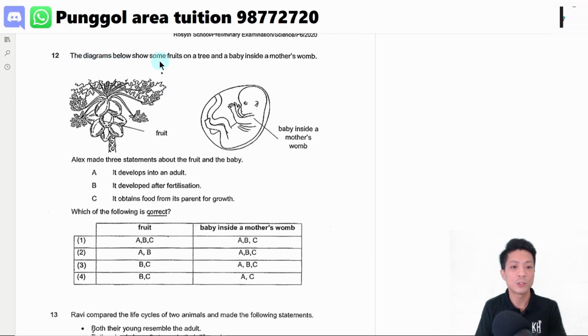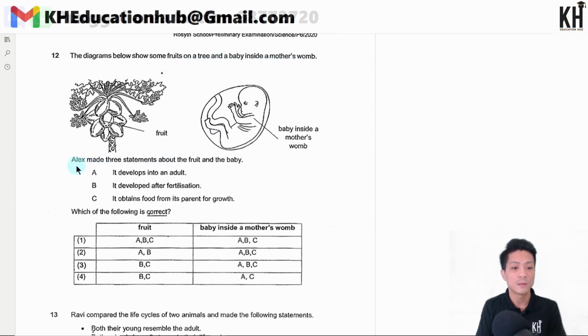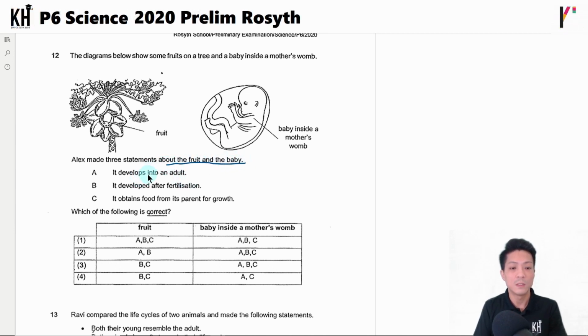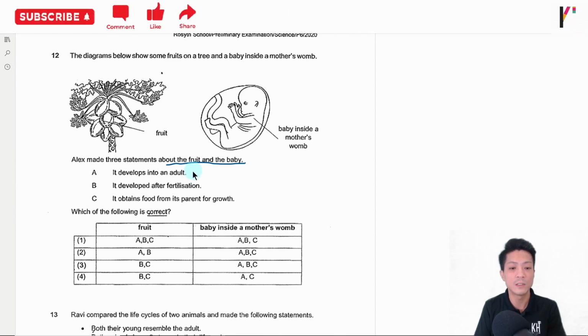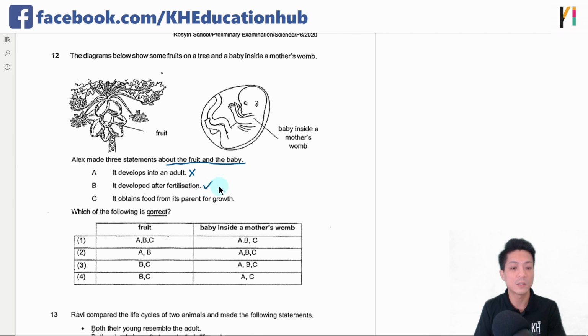Question 12, the diagram below shows some fruits on a tree and a baby inside a mother's womb. Okay, Alex made 3 statements about the fruit and the baby. So the statements are talking about both the fruit and the baby. It develops into an adult. Okay, so which of the following is correct? Only the baby will eventually develop into an adult. The fruit does not. It developed after fertilization. Okay, it obtains food from its parent for growth.